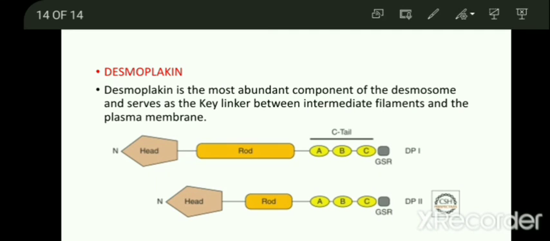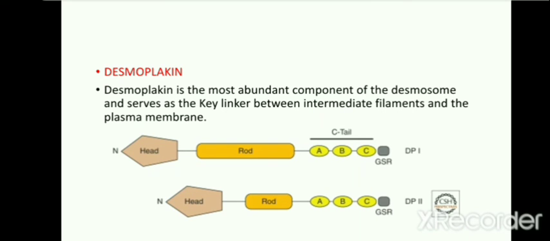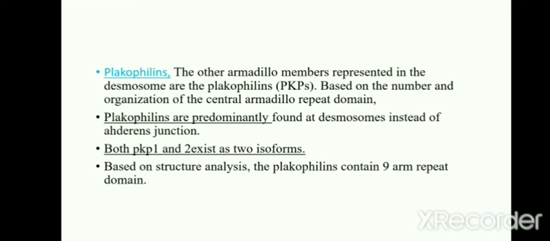And last is desmoplakin. Desmoplakin is the most abundant component of the desmosome and serves as the key linker between the intermediate filament and the plasma membrane. Previously, we talked about the desmoplakin function.